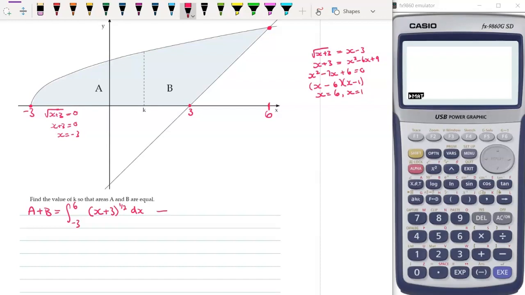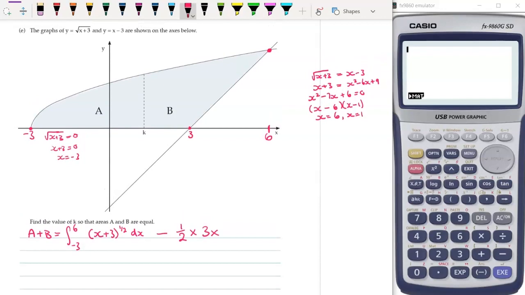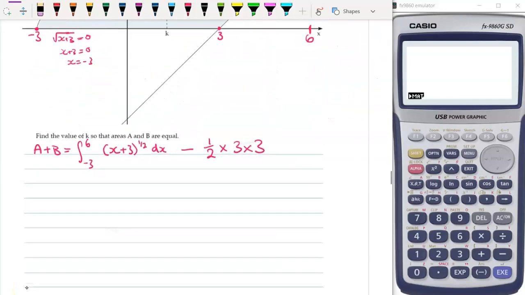And then we will need to take away the area of the triangle. So this extra piece of triangle, we want to take that off of that integral to get what's left as being A plus B. So that triangle will be a half times the base, which is 3, times the height, which, this one has got a gradient of 1. So if we go along by 3, we'll also be up by 3. So the height is 3. Okay, let's continue on with that then.